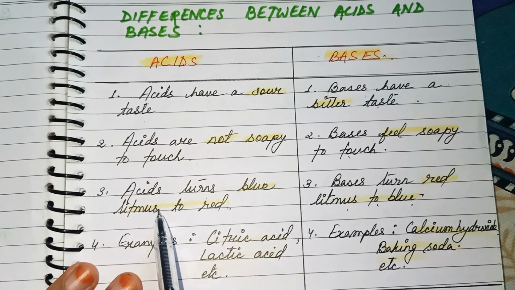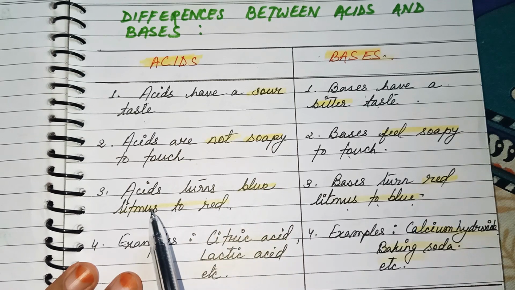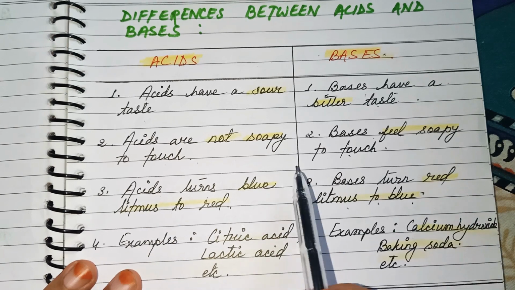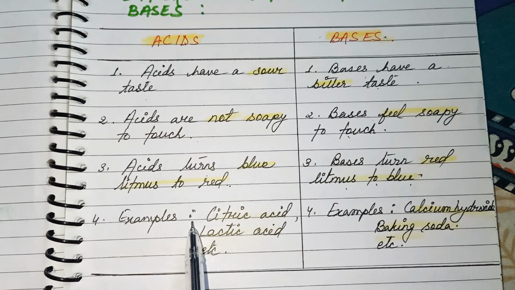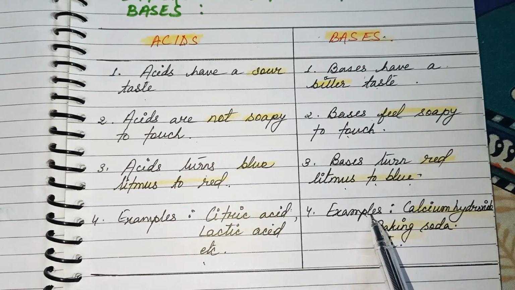So in our next video we will study about litmus paper, or we can say litmus. It is a natural indicator. So we will study it in our next video. Then examples of acids are citric acid, lactic acid, etc. Then examples of bases are calcium hydroxide, baking soda, etc.